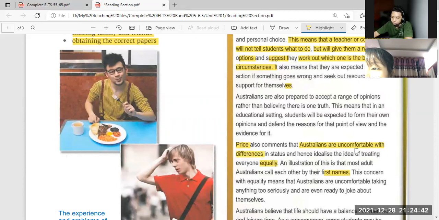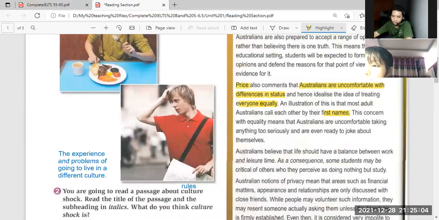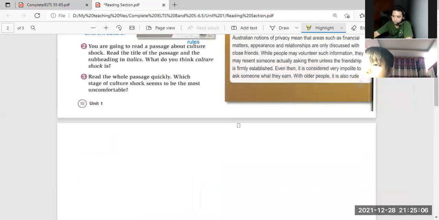Do you know the meaning of uncomfortable? Yes. Okay, in status. So they don't like differences in status. Okay, and hence the idea of treating everyone equally. So everyone should be the same or similar. Okay, equally can also mean the same or similar. Do you understand? Yes. Nice, perfect.